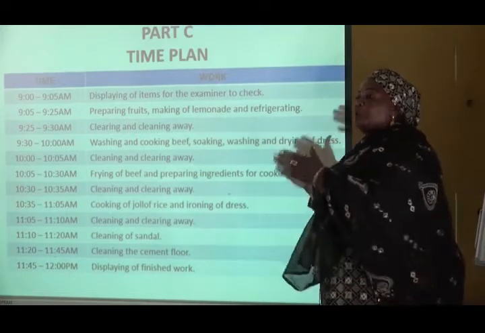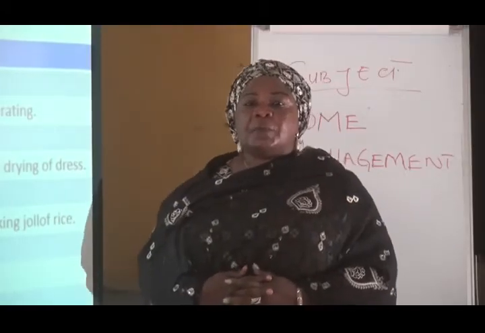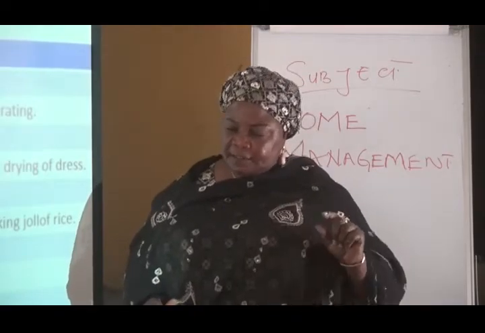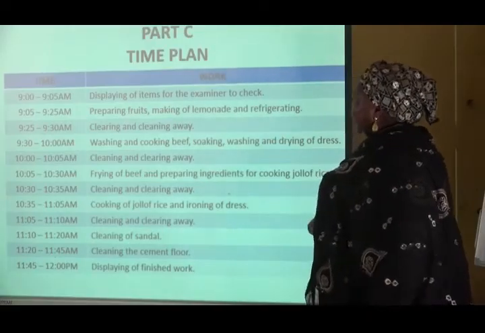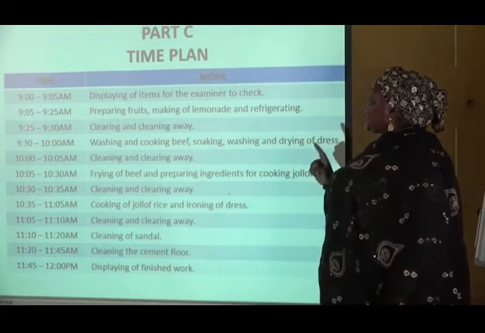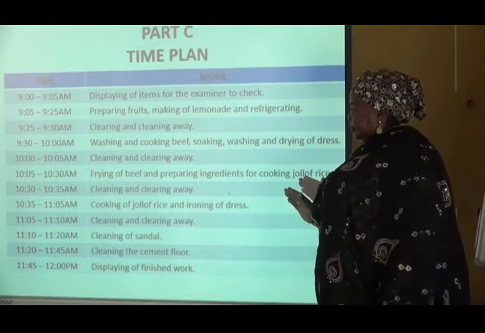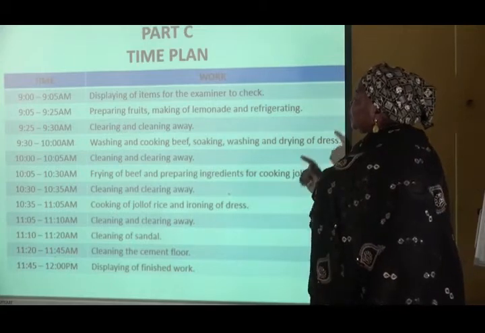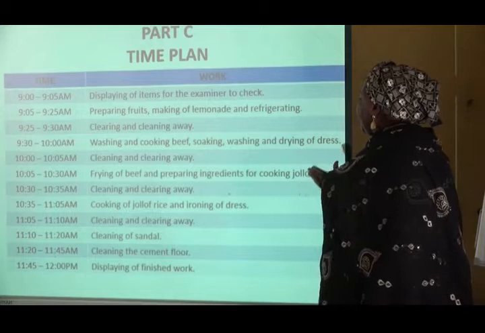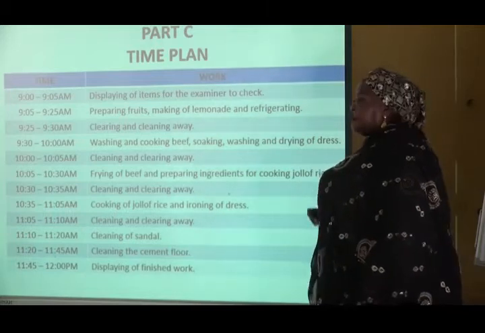It's not that you put your beef on fire, and then you sit down and wait for the beef to finish cooking before you continue with the next task. Now, after that, by 10 to 10:05, I'm going to clean and clear away. 10:05 to 10:30, frying of beef and preparing ingredients for cooking jollof rice.